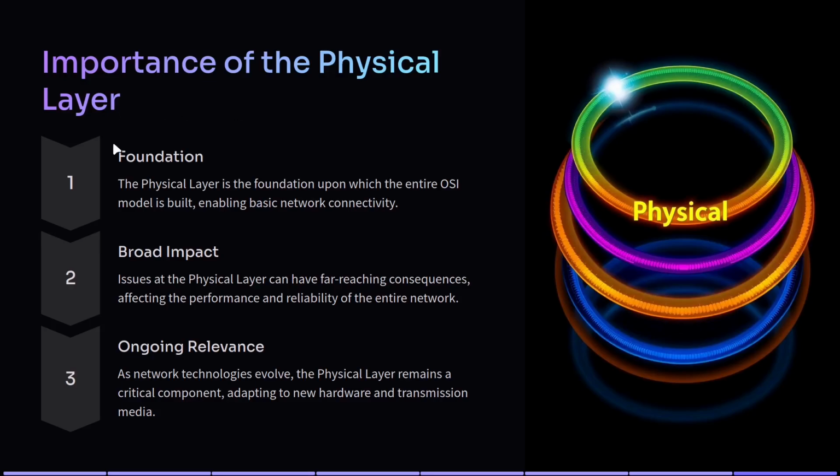Importance of the physical layer. The physical layer is the foundation upon which the entire OSI model is built, enabling the basic network connectivity. Issues at the physical layer can have far-reaching consequences, affecting the performance and reliability of the entire network. Ongoing relevance. As network technologies evolve, the physical layer remains a critical component, adapting to new hardware and transmission media.